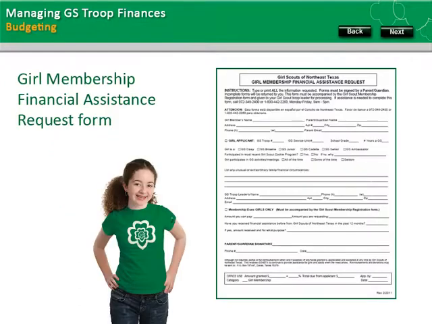There are a few things the troop volunteers should know about that will help in the budgeting process. You should be aware when registering girls that there is financial assistance to cover many things for girls. The form shown here is only for girl membership financial assistance. This form should be turned in with a girl membership form and must be signed by a parent or guardian.